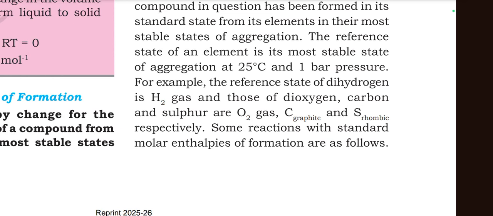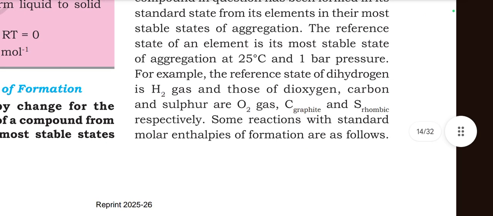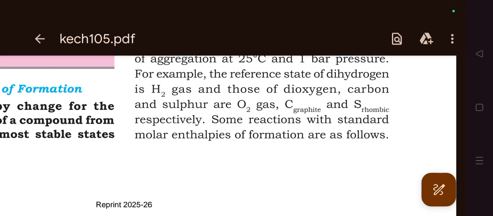The reference state of an element is its most stable state of aggregation at 25 degrees Celsius and 1 bar pressure. For example, the reference state of dihydrogen is H2 gas, and those of dioxygen, carbon, and sulfur are O2 gas, C graphite, and S rhombic respectively. Some reactions with standard molar enthalpy of formation are as follows.